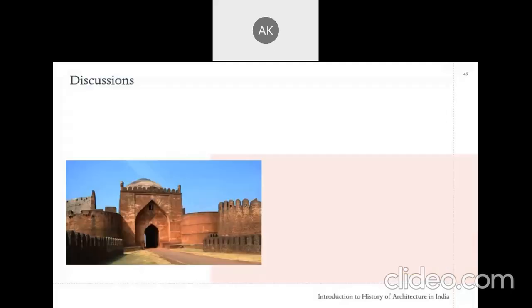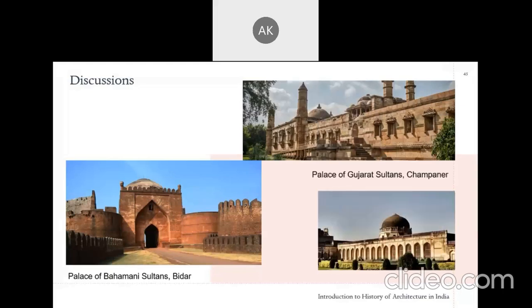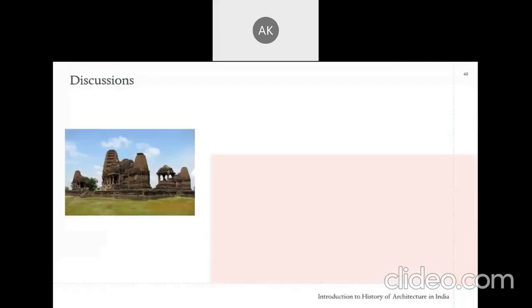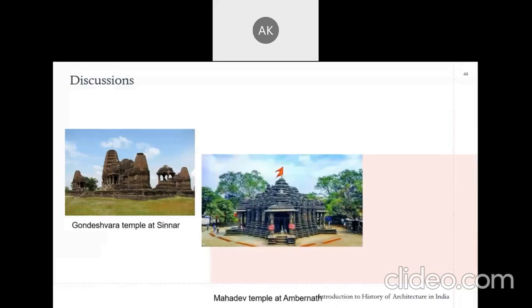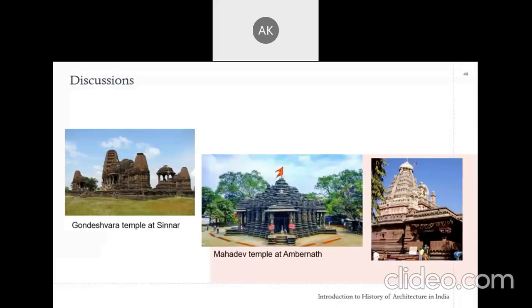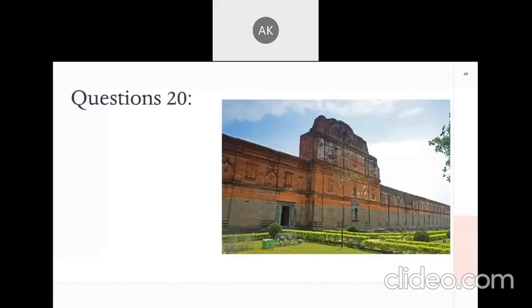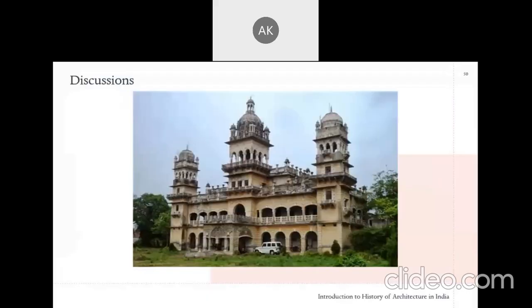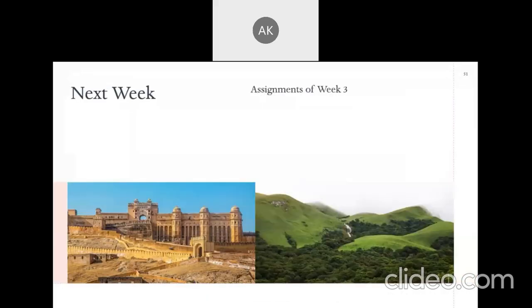This is the Madarsa of Mahmud Gavan of Bidar. And then this is the Palace of the Bahmani Sultans of Bidar. This is the Palace of the Gujarat Sultans of Champaner, Mosque of Bidar. Again, the Qutub Minar of Delhi. So this is the temple at Anwa, Grineshwar Temple, Gondeshwar Temple, Mahadev Temple at Ambarnath, and Grineshwar Temple at Ellora. And this is again the Adina Mosque of West Bengal and the Palace of Jaunpur. So we will meet again next week with the assignments and the solved questions and answers of week 3.